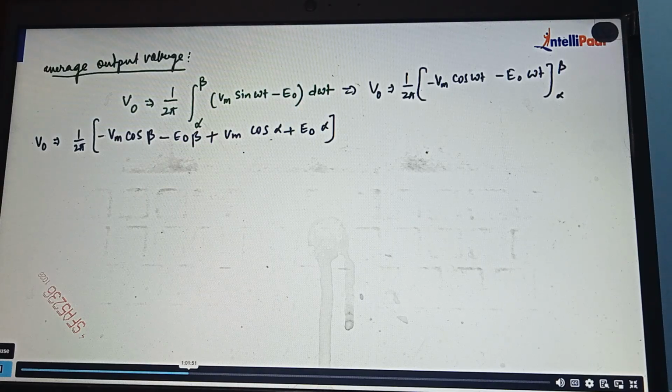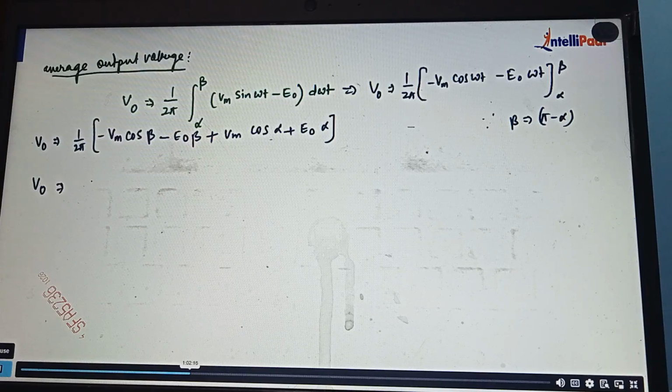So how do I replace this beta from alpha? Can you replace this beta by alpha? So what is beta? Pi minus alpha. Since this beta we can calculate as pi minus alpha, I can put this value. Now let's put this value. V naught will become 1 over 2 pi, 2 Vm cos alpha plus 2 E naught alpha minus pi E naught.